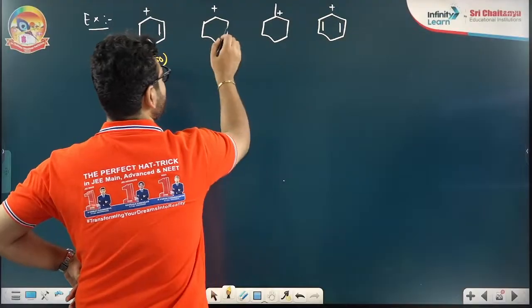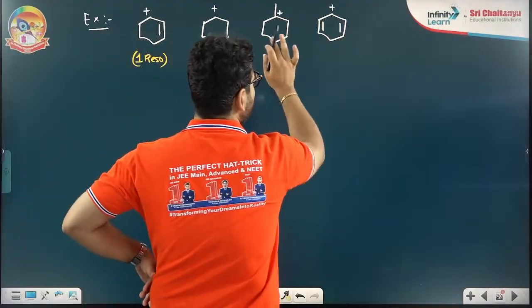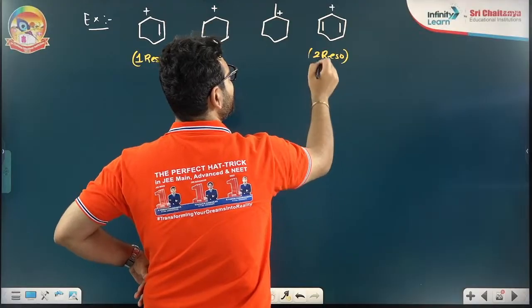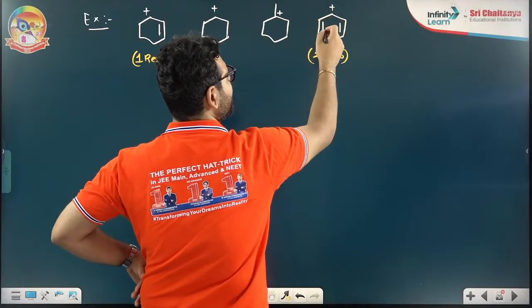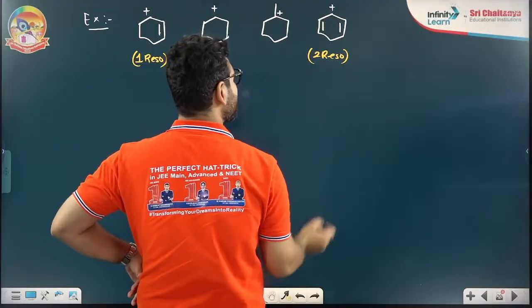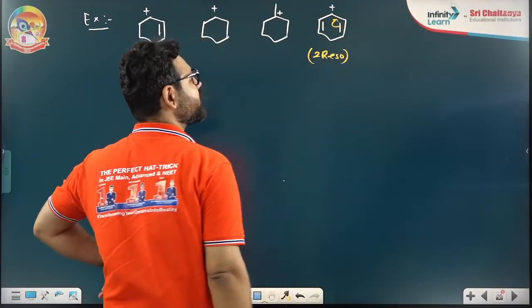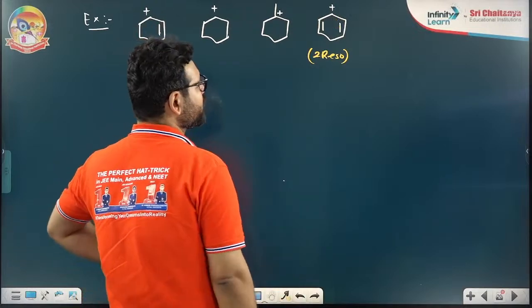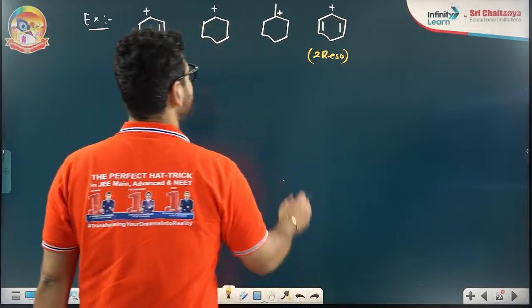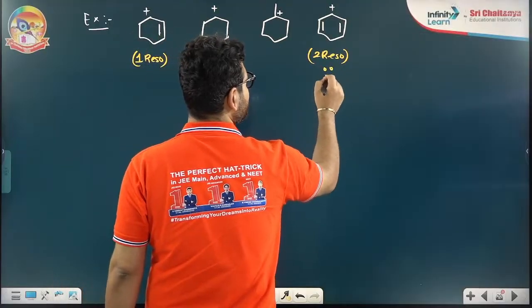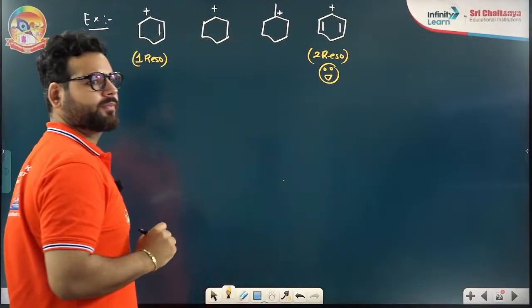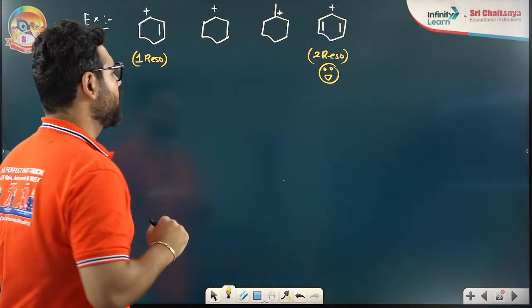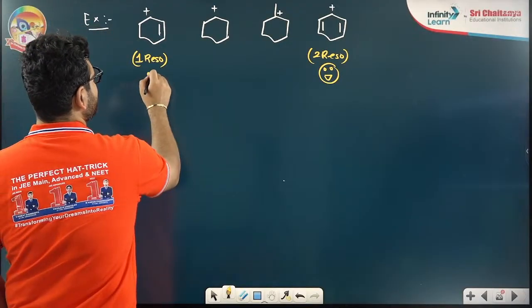Plus nothing pi, there is a resonance possible. In the second one, there is no resonance possible. In the third one, there is no resonance. In the last one, two resonances are possible. This plus can go resonance here, plus nothing pi this side. Or this plus can go resonance here, plus nothing pi this side. Okay. So yes, there are two resonances possible here. So this is the best carbocation which has more resonance structures. Fourth will be the highest. Okay. Then this one which has one resonating structure.